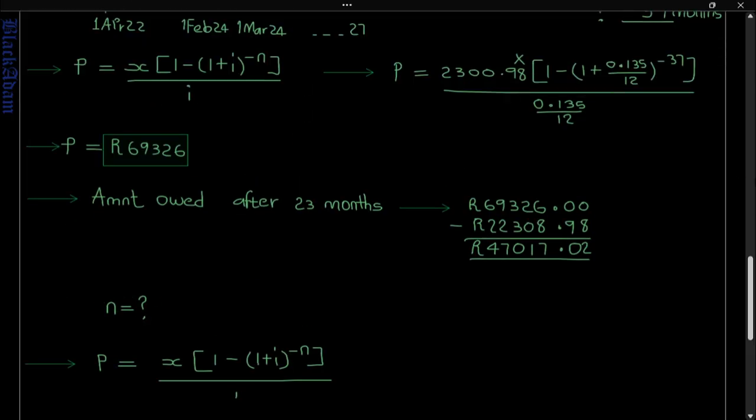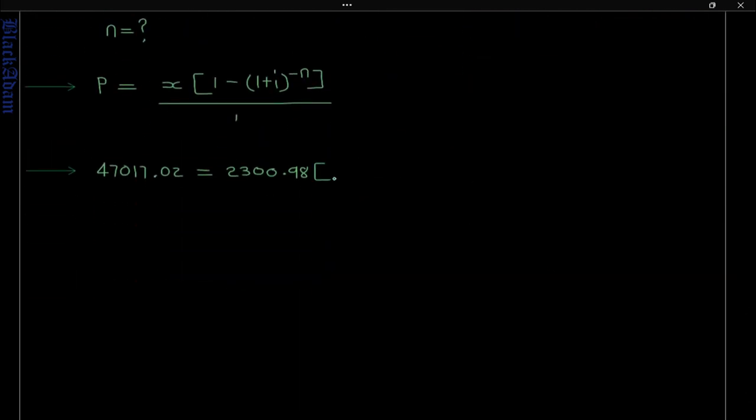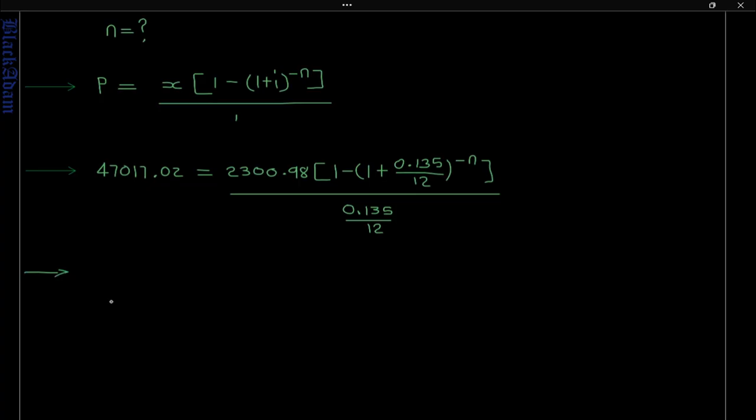Okay. All of that: bracket 1 minus bracket 1 plus 0.135, the interest rate, all of that to the power negative n, divided by the interest rate, which is 0.135 compounded monthly, divided by 12. And then from there we have 47017.02. You have to be very strategic when you're doing that.